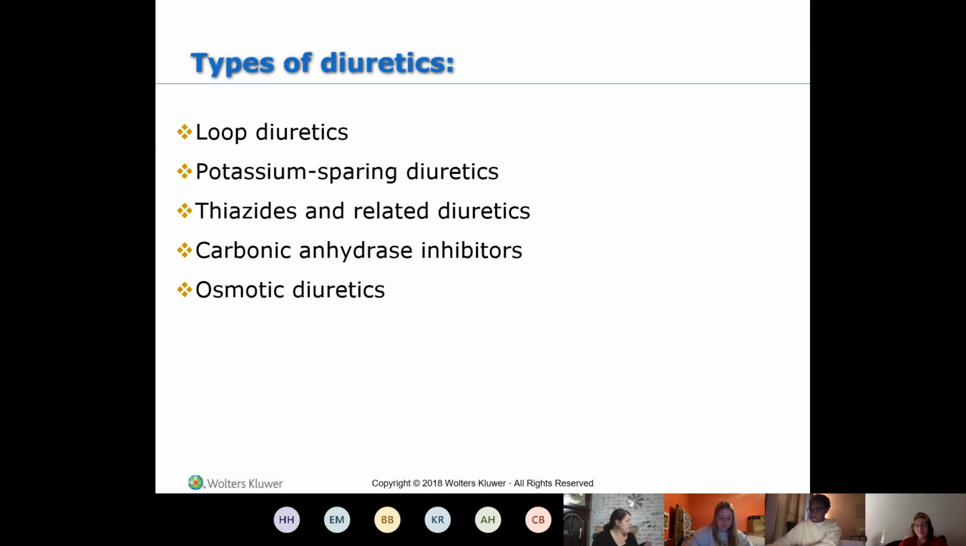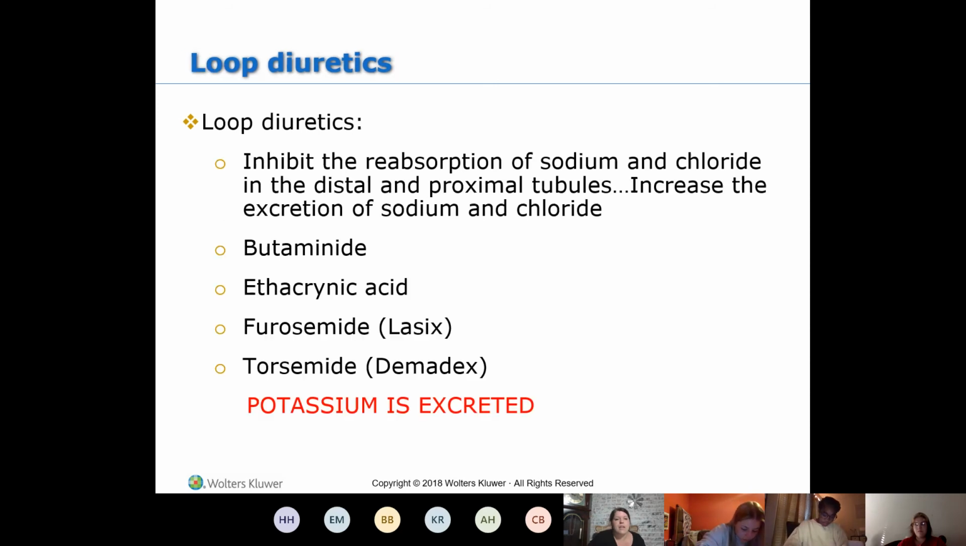So if you're making a little word map, y'all are gonna get so sick of me talking about word maps. I made one. I don't know where it is though. I'm gonna post all these for you when all the lectures are done because I don't know where I put it. But if you're making a little word map: diuretics, loop, potassium sparing, thiazide, carbonic, and osmotic diuretics. Those are your subclasses.